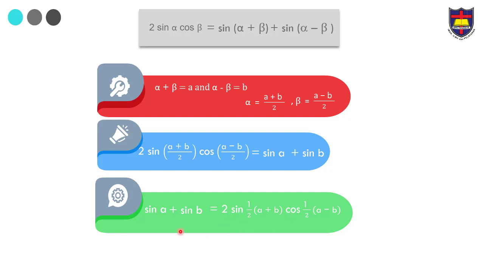Since we change the sum to product, you can see that you have a half of the sum of the 2 angles here and a half of the subtraction of the angles here, different from our first formula. And also I usually memorize that a half comes out when you have 2 at the front.